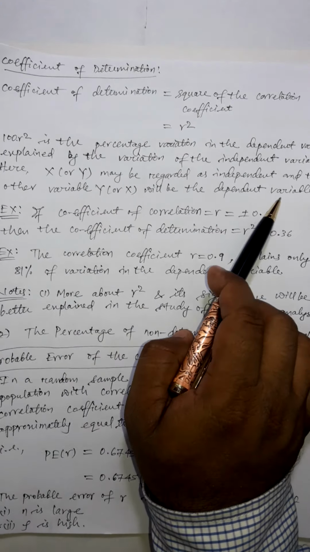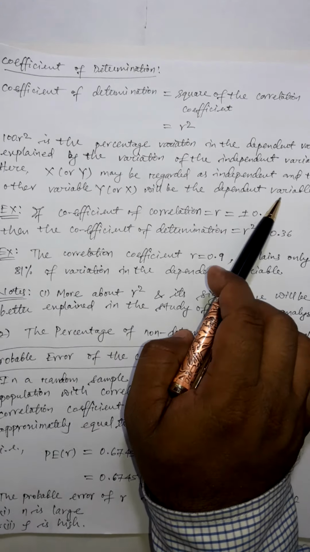Now let's see how this coefficient of determination is calculated. If the coefficient of correlation r is say plus or minus 0.6, then the coefficient of determination is nothing but r square, which is the square of this number, which is 0.36. Now let's see what this percentage of variation 100 r square represents. What is the use of this number? For that, let's discuss it through an example.